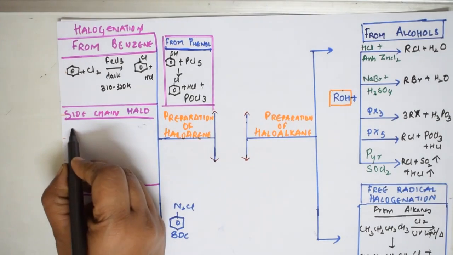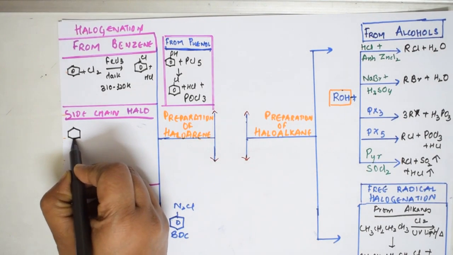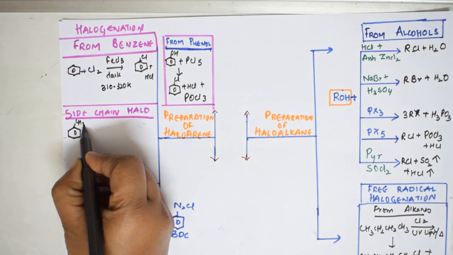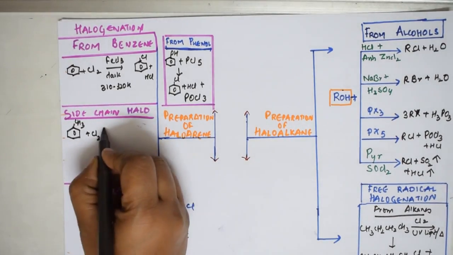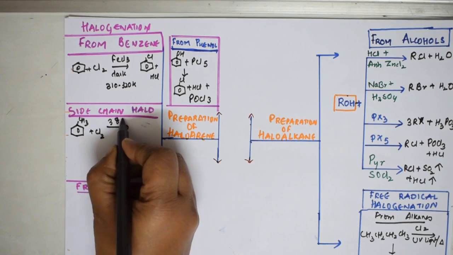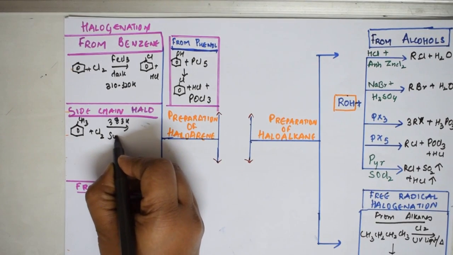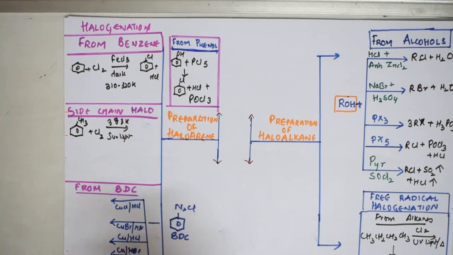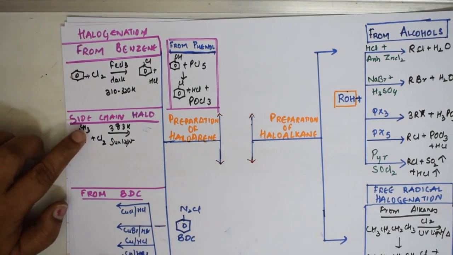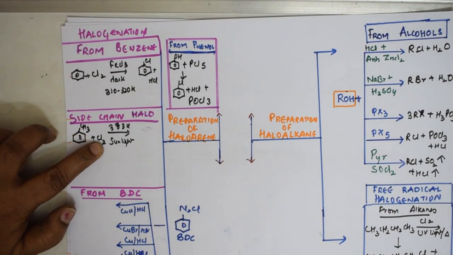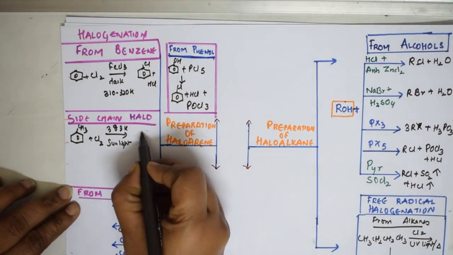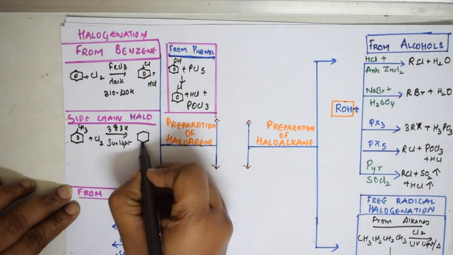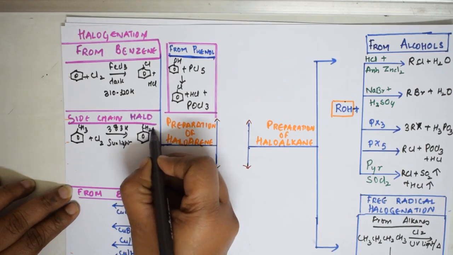Let's see. So first you are going to take toluene. Toluene means benzene ring with CH3. You are going to halogenate with chlorine. Here you are going to use 383 Kelvin and sunlight. Simple. So what is the side chain halogenation? One hydrogen from here is replaced by chlorine and the HCl comes out. So in the first product, what do I get? I get a compound called CH2Cl, right?